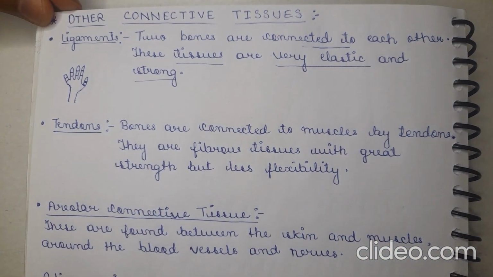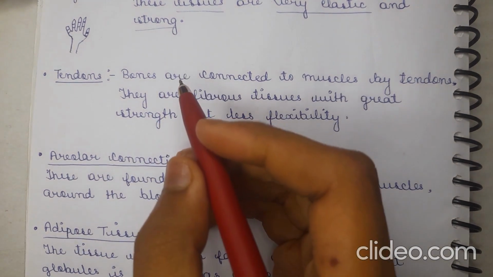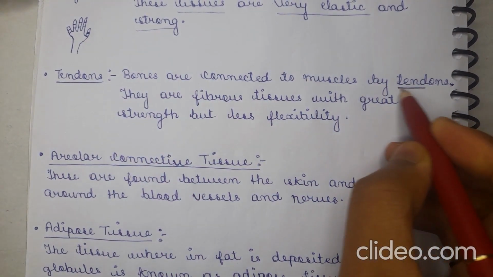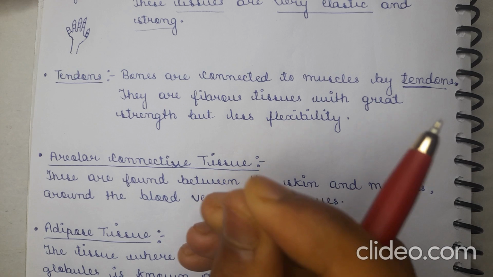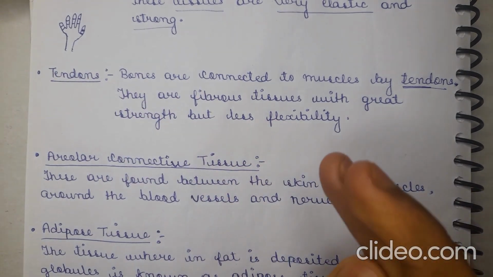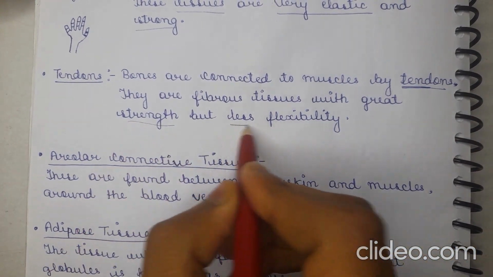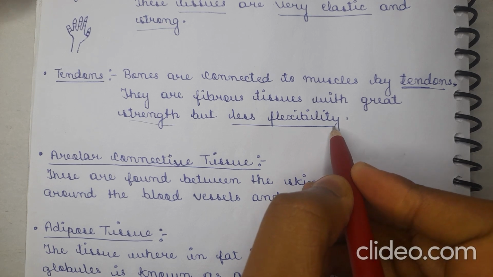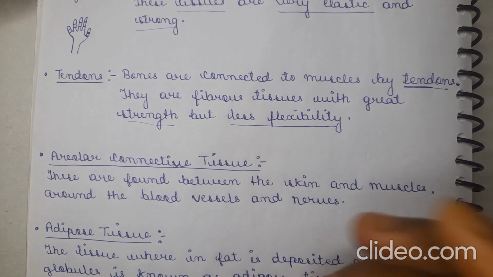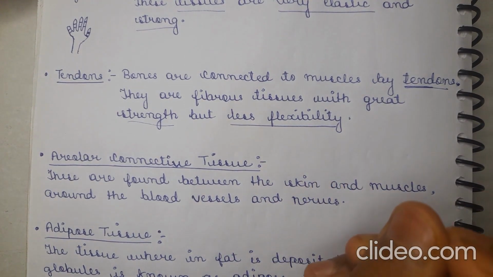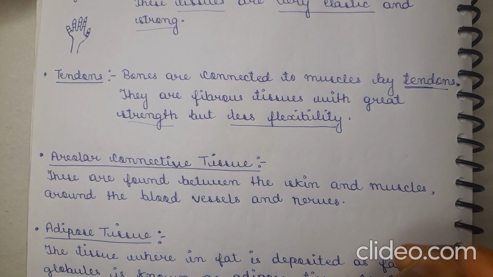So another connective tissue is the tendon. What is a tendon? Tendons connect bones to muscles. Hence, they are placed under the category of connective tissues. They are fibrous tissues like this, but with great strength and less flexibility. If you try to do a flexibility test with these tendons, you will lose your bone with the muscles. You will see these tendons generally whether you are vegetarian or non-vegetarian.